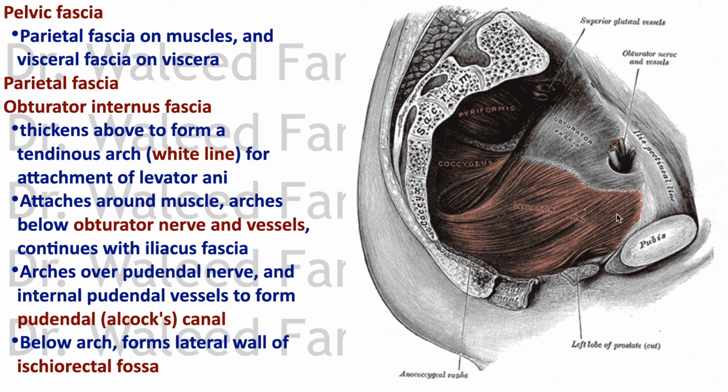Now below the white line, the fascia also condenses, but it's not shown here. In some sections it may be shown, to form an arch or a tunnel around the internal pudendal vessels and pudendal nerve, called the Alcock's canal, in the lateral wall of the ischiorectal or ischioanal fossa. Because the fascia below the white line is the lateral boundary or lateral wall of the ischiorectal or ischioanal fossa, to be more precise. It also forms an arch below the obturator vessels and nerves.